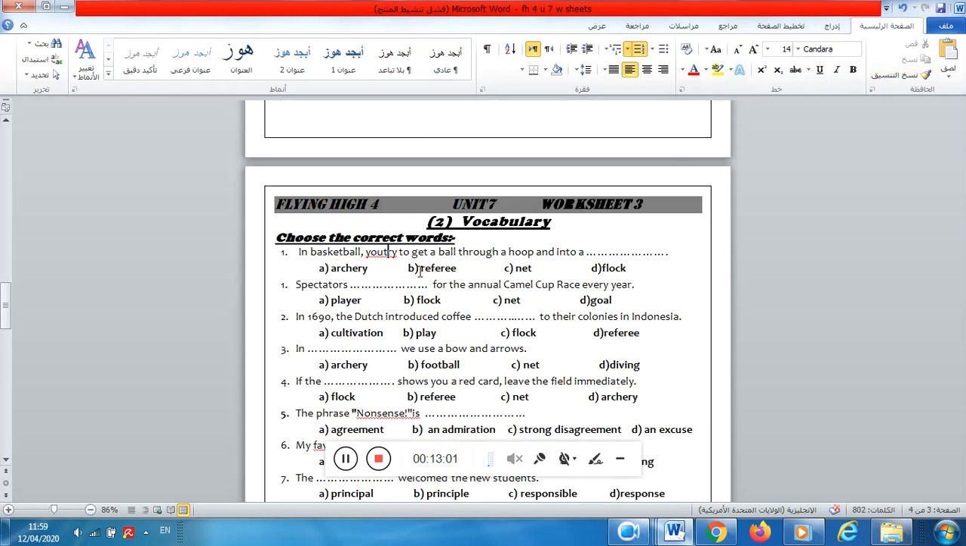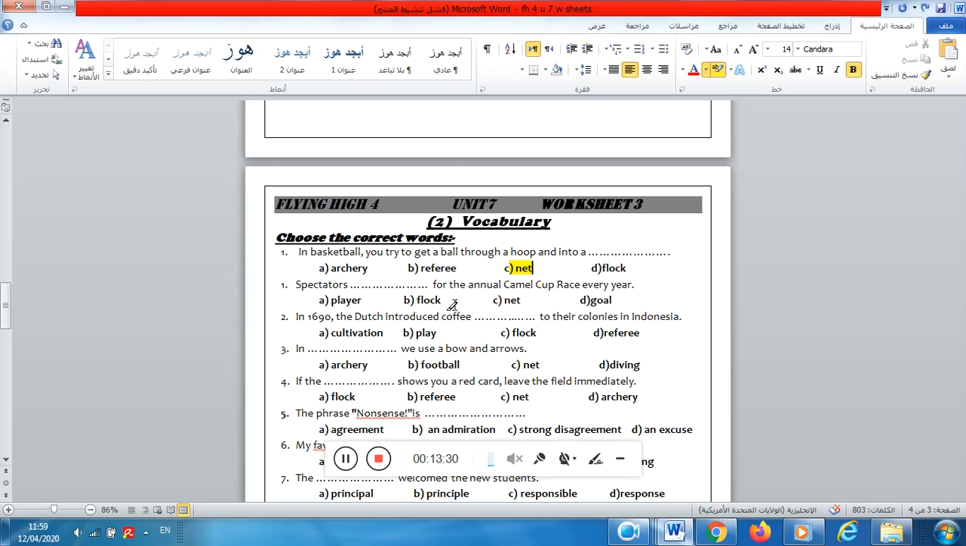You try to get a ball through a hoop and into a... Archery, referee, net, flock. What do you think? Of course, you get a ball through a hoop and into a... What do you think? Yes, a net. Basketball.